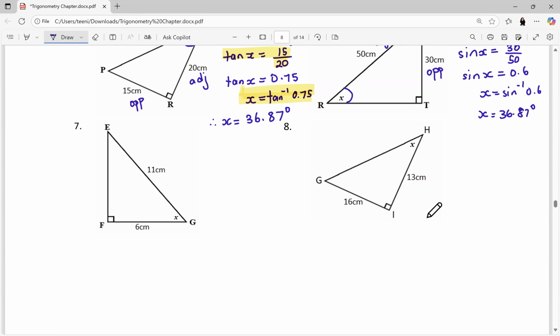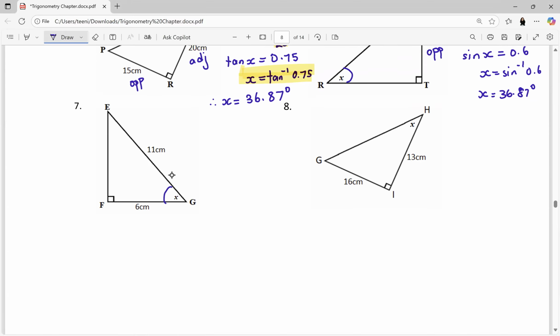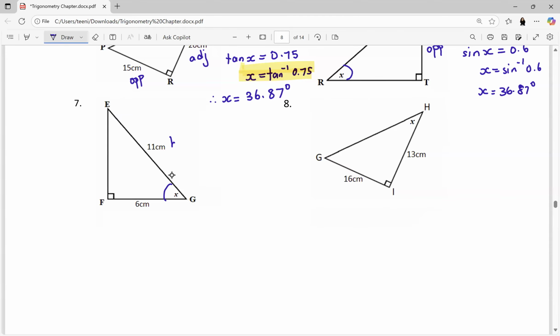Soraya, where is my girl Soraya? Right here. Hi, honey. Can we do question 7 together, please? Okay. Which side is your hypotenuse in question 7? EG. Yeah, that's my hypotenuse. And which is my adjacent or opposite? FG is which side, adjacent or opposite? Oh, that's opposite. No, actually, EF would be the opposite. Oh, so then that's adjacent.